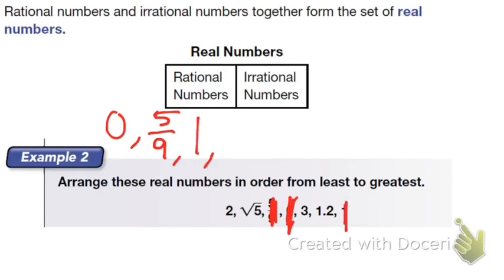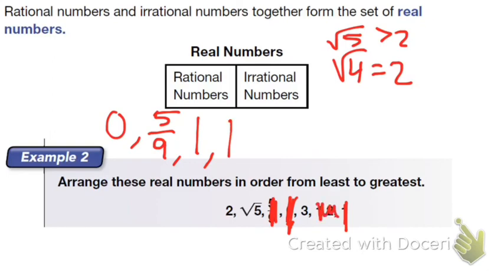Okay, now we're looking for numbers in between 1 and 2. Okay, the square root of 5, so we know that the square root of 4 is equal to 2. So that means that the square root of 5 has to be more than 2, since 5 is greater than 4. So in between 1 and 2, we only have the number 1.2, so we can go ahead and write that down. Okay, and then we know that 2 is going to be next because the square root of 5 is greater than 2, since the square root of 5 is greater than the square root of 4, and the square root of 4 is 2.